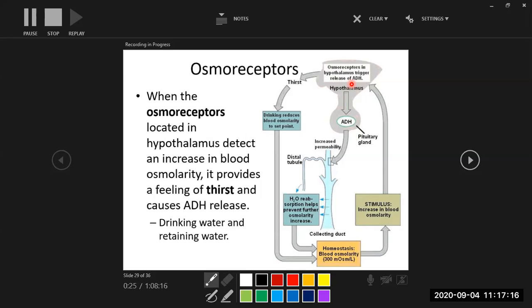And if it's too high, then it means that our fluid is low. And that will cause two things. One is to trigger the release of ADH. ADH then acts on the collecting tubule, collecting ducts, opens up the water channel, and water gets reabsorbed. So we get some water back from our urine.